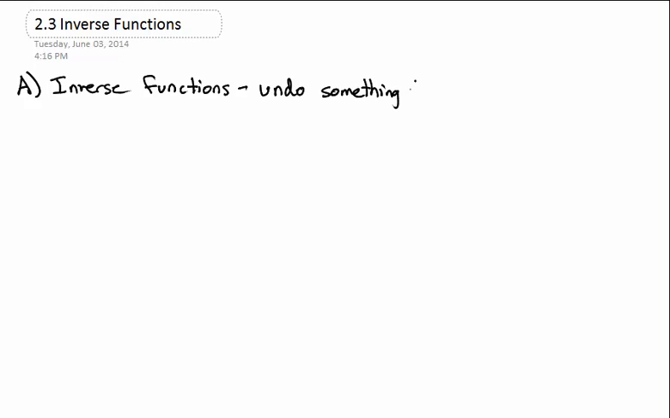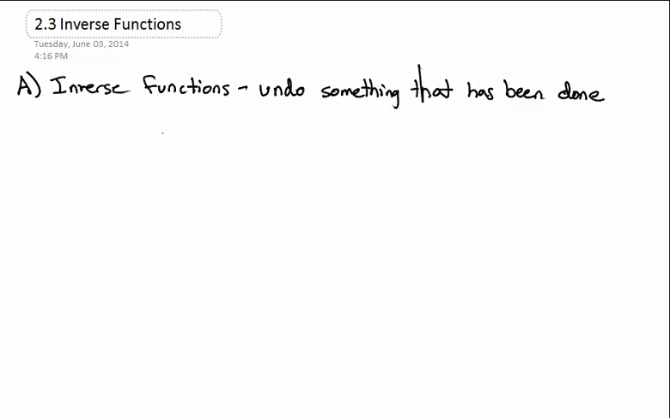In section 2.3, we're going to take a look at an important property of functions called inverse functions. And so first, to define what we're talking about with these inverse functions, we're basically asking for a function that undoes something that has been done. This is your Control-Z function.